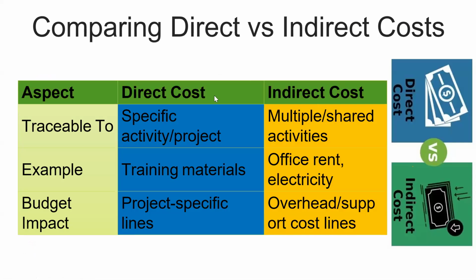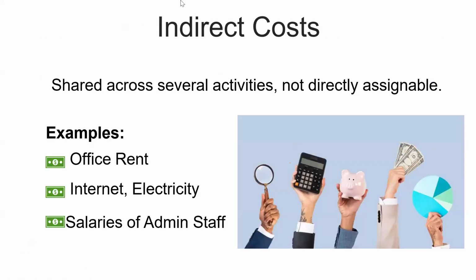So, comparing direct and indirect costs. But what is indirect cost? First of all, just give me a minute. All right, so we're here. So indirect cost is shared across several activities, not directly assignable.